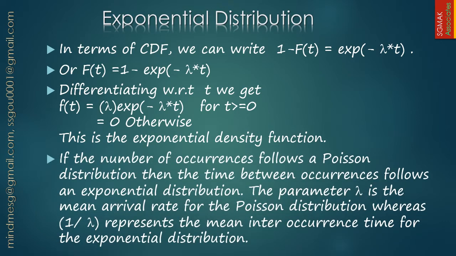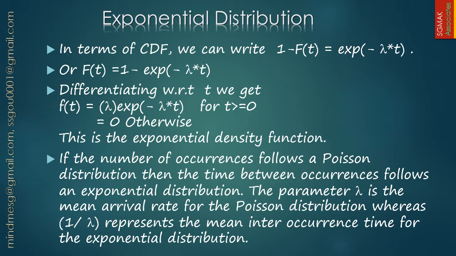So you can say that if the number of occurrences follows a Poisson distribution, then the time between occurrences follows an exponential distribution. The parameter lambda is the mean arrival rate for the Poisson distribution. And if we take the reciprocal of that, it represents the mean inter-arrival time for the corresponding exponential distribution.